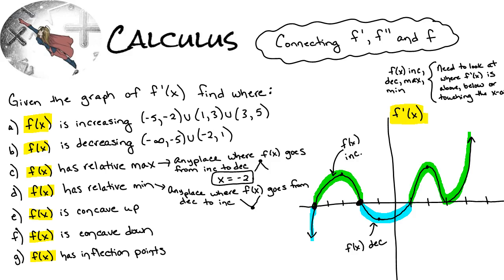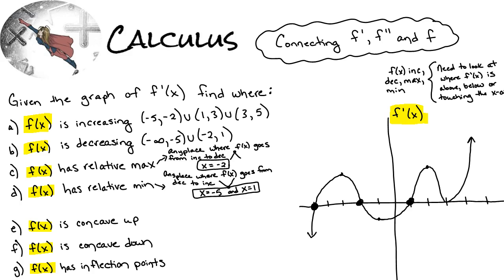So from blue to green, that would be here, and that would be here. So both of those points would be relative minimums. So that would be x equals -5 and x equals 1. So those are the two spots where there would be a relative minimum on f of x.